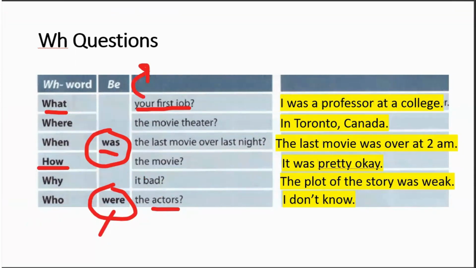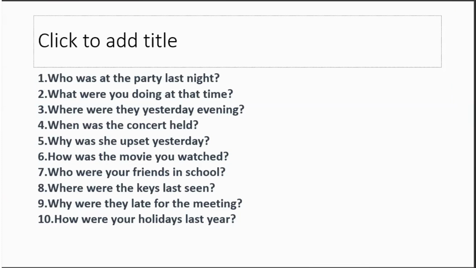Now let's look at some of the examples. Notice one thing. Let's read the first sentence and then notice something. Who was at the party last night? The sentence is starting with who, then the past form of be, and it's ending with a time marker. So this is something you should always remember. You can't say, who was last night at the party. No, who was at the party last night.